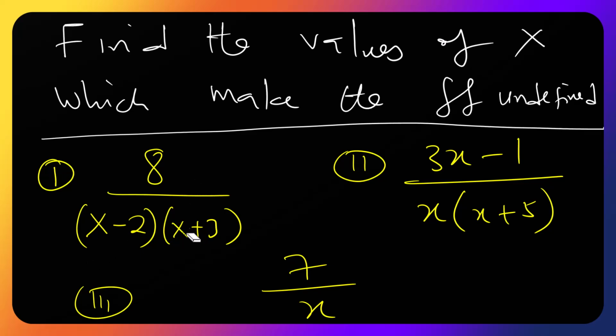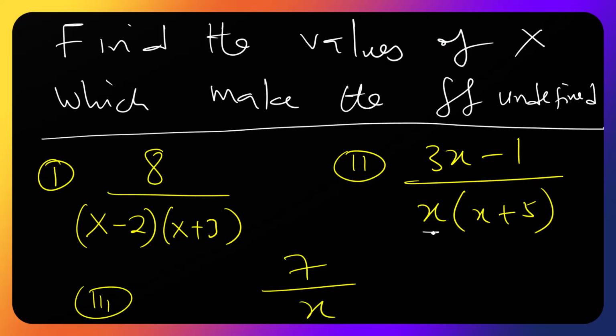And the next solution is negative 3. If I put minus 3 here and minus 3 here, this side will be minus 5 and this side will be 0. So 0 times minus 5 will make this undefined. I hope you are getting my argument.